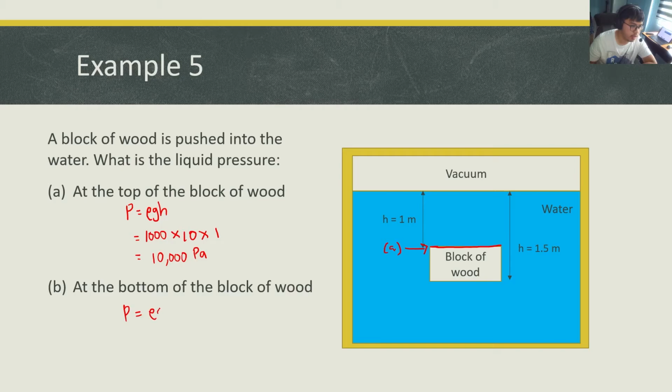Let's do B now. We use the same formula. Density is still the same because this is still water. Gravitational field strength is still the same. Now we want to know the pressure at the bottom of the wood. So at this point here, at point B. So at that point, what is the depth? The depth is 1.5 meters, and that will give us 15,000 Pascal.